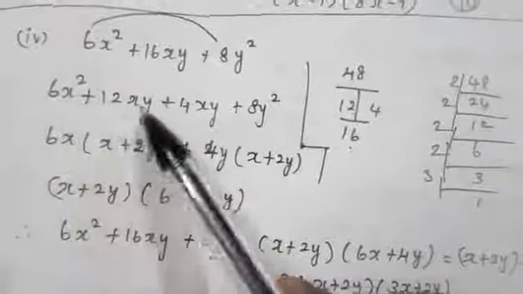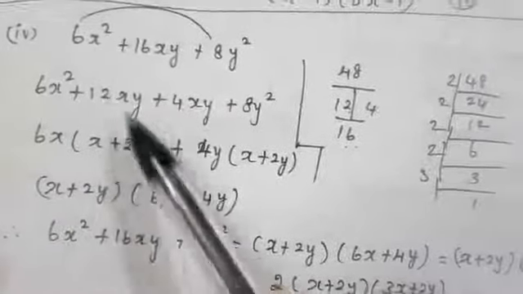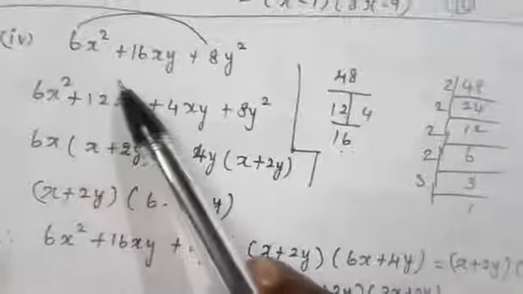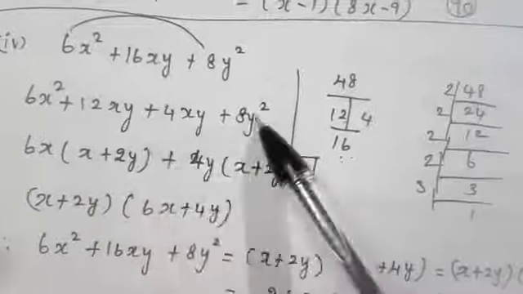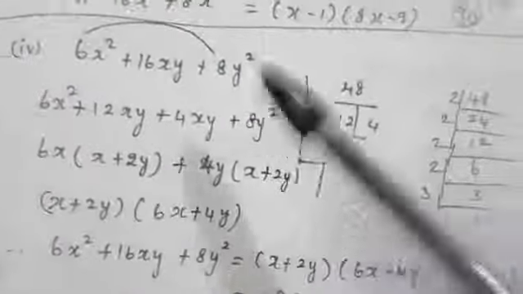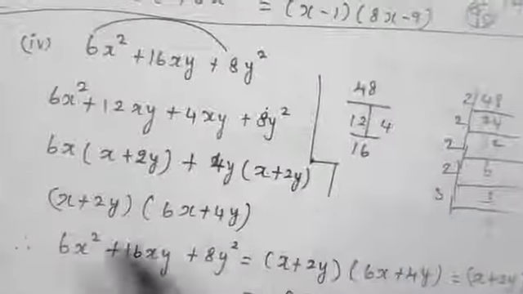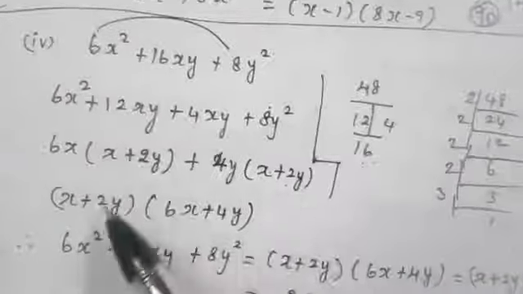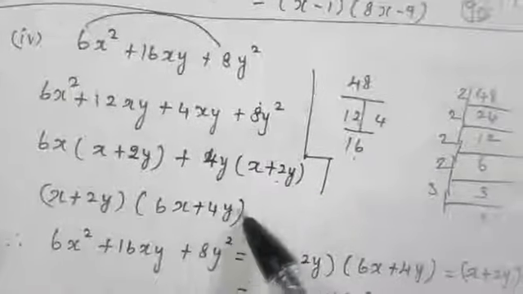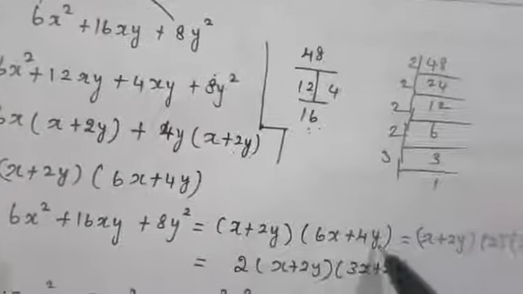So now you have to compare these two. 6x is common. So here x is remaining. Here 2y, 6 into 2. For here 4y is common, so which is remaining x plus 2y. So it is 2 into 4. Here 2y is remaining. So x plus 2y is common, taken outside, which is remaining 6x plus 4y. So the factors are x plus 2y into 6x plus 4y.